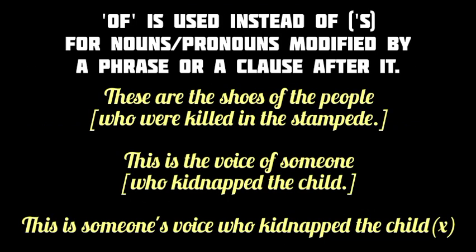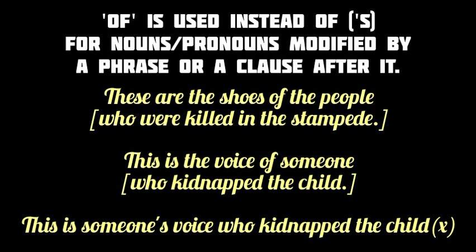In the last segment, we have a very important rule to learn. Of must be used instead of the apostrophe s for a noun or pronoun if it is qualified by a phrase or clause coming after it. For example, these are the shoes of the people who were killed in the stampede. In this sentence, the noun people is qualified by the clause who were killed in the stampede. So, of has been used before the noun people to show the ownership of the shoes.